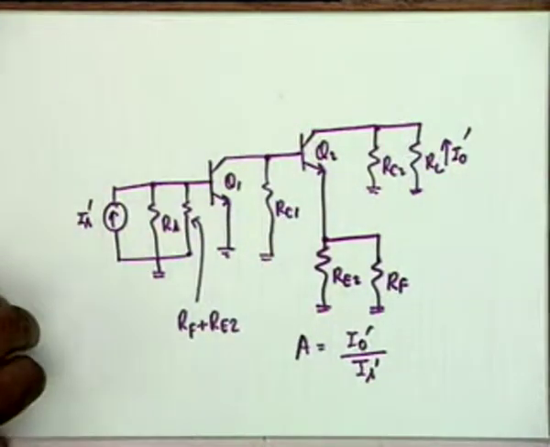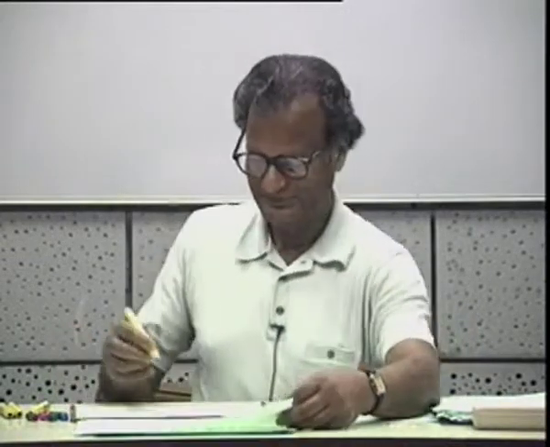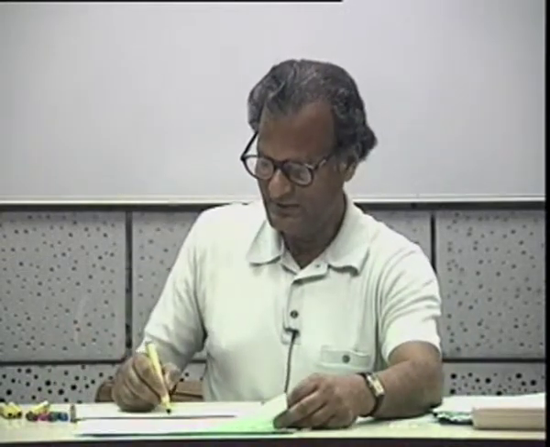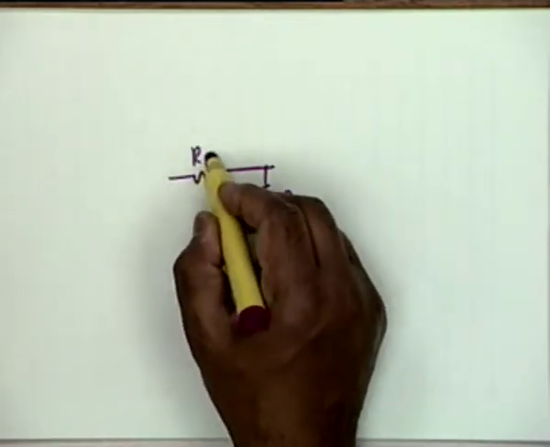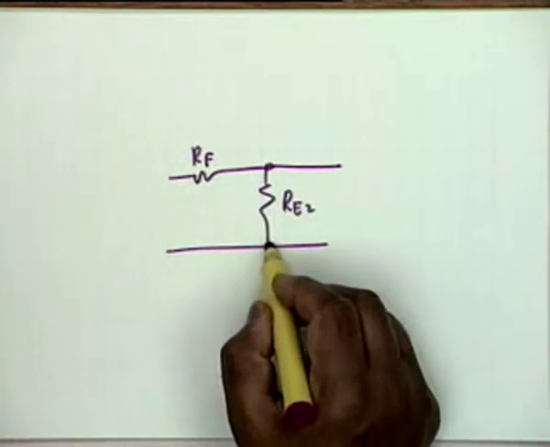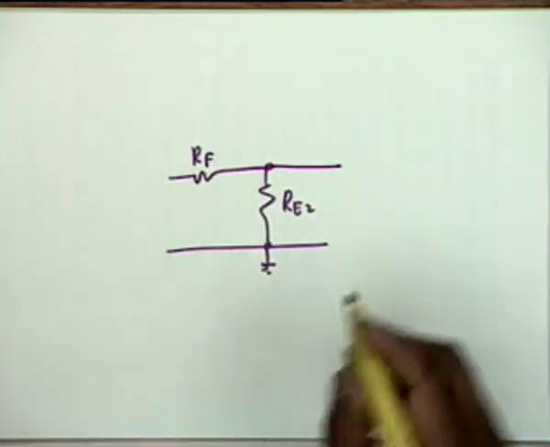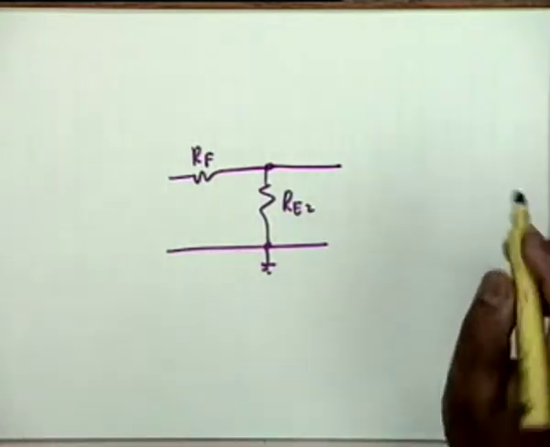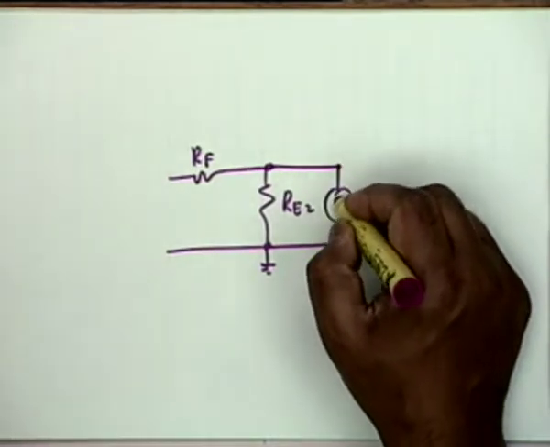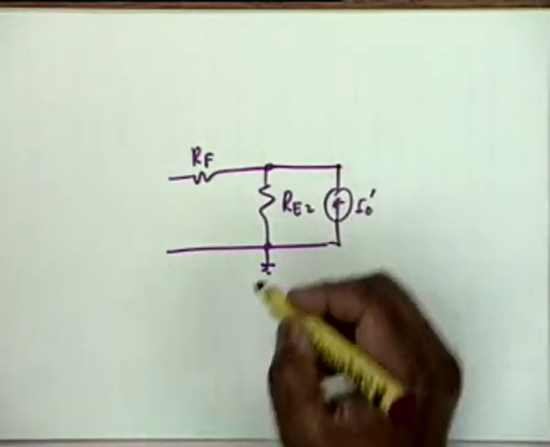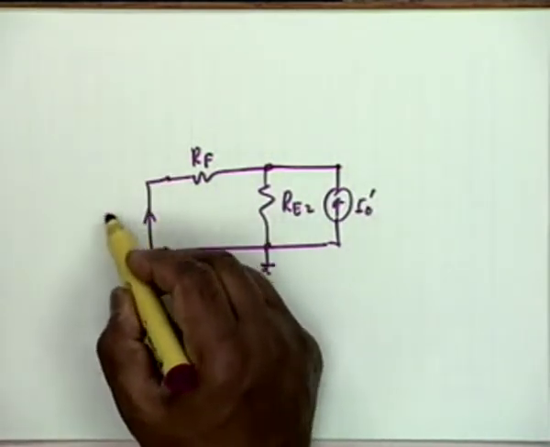Find out the A network, then find out the beta network. Let us look at the beta network. For the beta network, you have Re2 and Rf. This is the beta network, nothing else. What do you want to apply and what do you want to get? Apply voltage or current? Current, I0 prime, and open or short? Short, and you find out If prime.